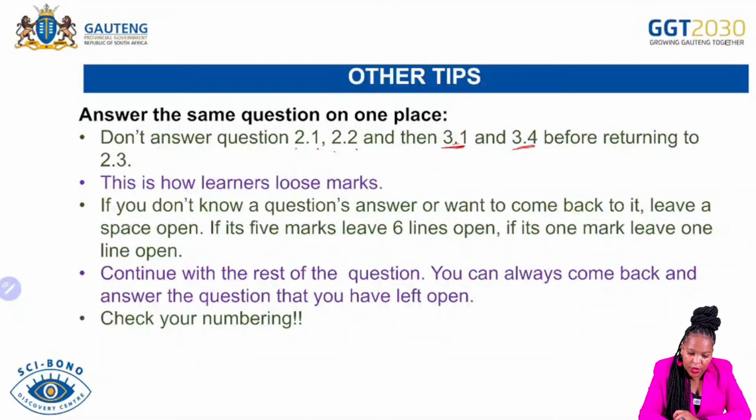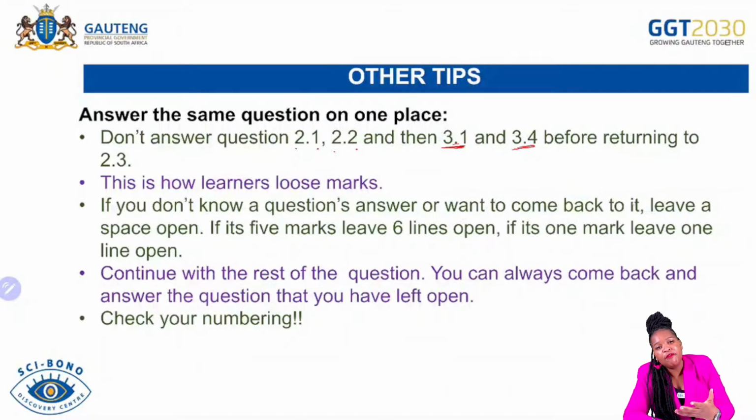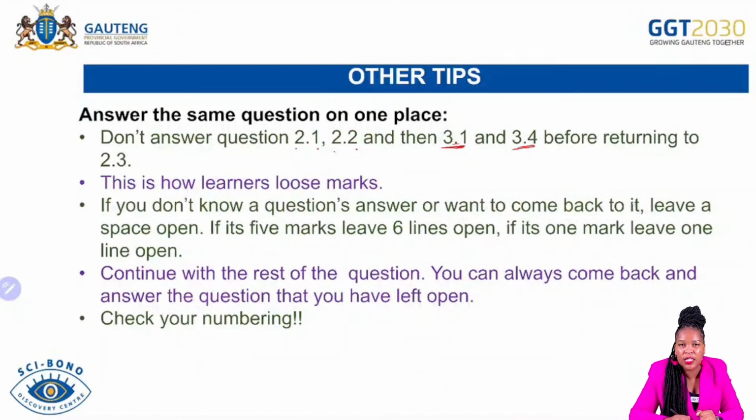Now, if you don't know the questions, answer, or want to come back to it, you need to leave a space between. So if there were 5 marks that were asked for, you can leave 6 lines. Then you know you are giving yourself an allowance of 1 line in case your answer gets longer. So you can leave an open space like that, go write other questions, and then you can come back to it and try to fill in that space. Then please check your numbering. Numbering system, very important.